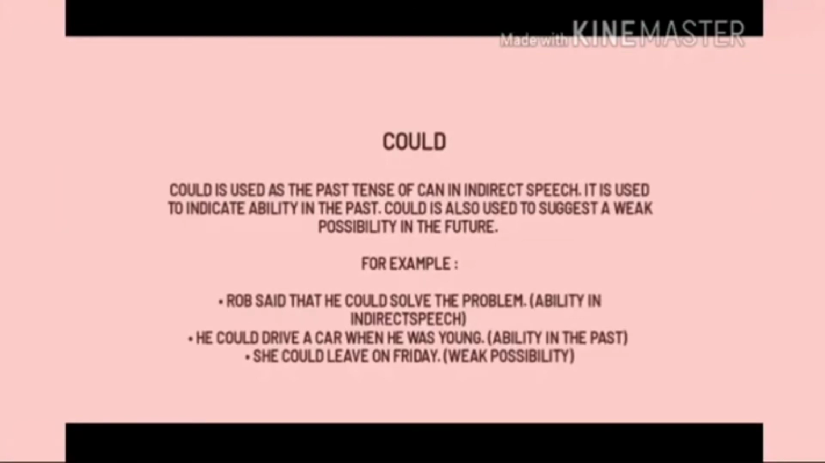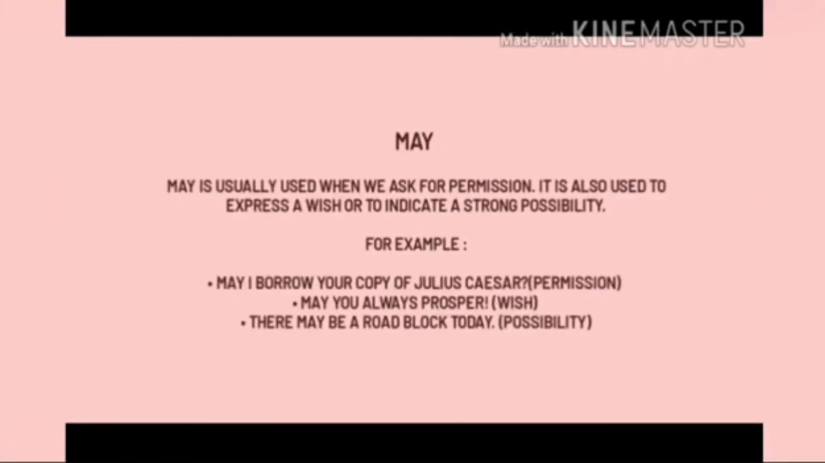This is weak possibility. Next, may is usually used when we ask for permission. It is also used to express a wish or to indicate a strong possibility. For example, may I borrow your copy of Julius Caesar? This is permission. May you always prosper. This is wish. There may be a roadblock today.